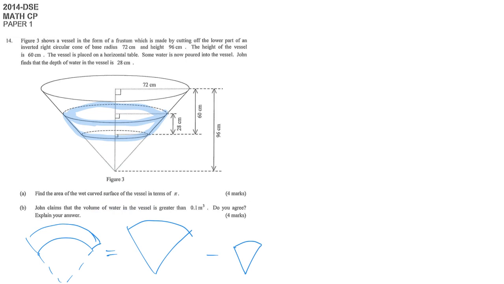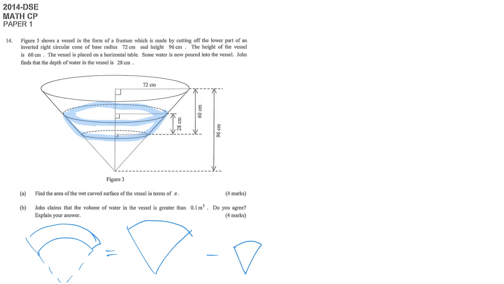You should think carefully about that. Should we include the base here? Because it's also wet, it's also in contact with the water. However, the wording is curved, and the base here is flat, it's not curved. The curved surface means the lateral surface next to it here. So basically, the curved surface area is just the parts of this sector, and our strategy is to use the complete sector minus our smaller sector here.